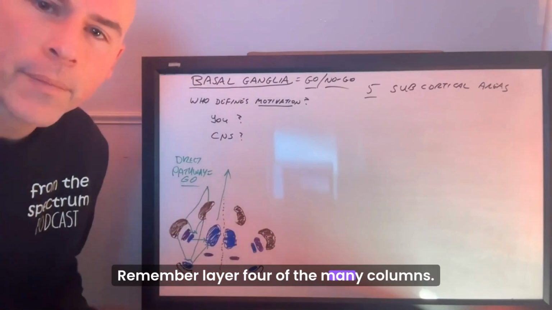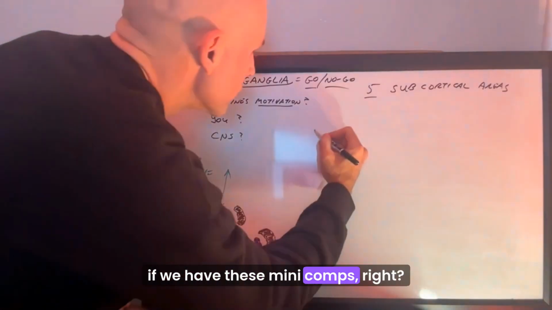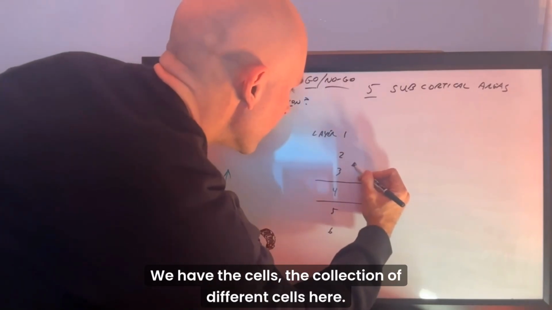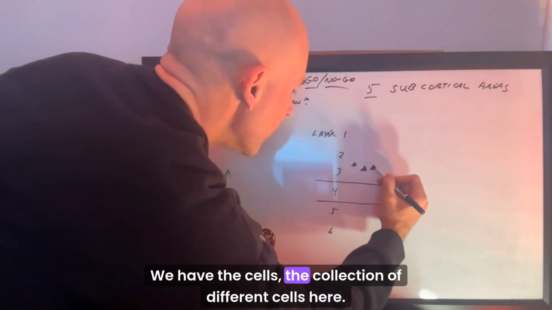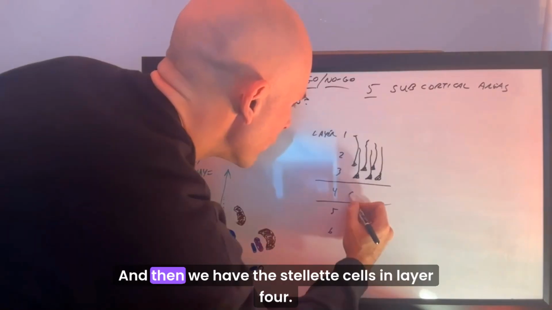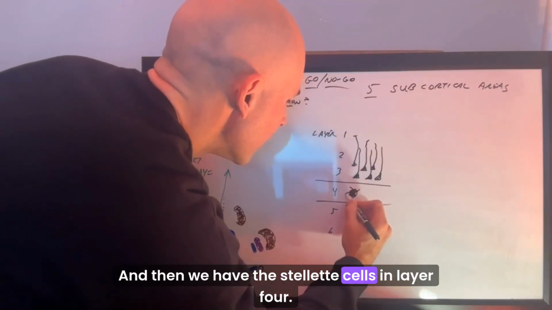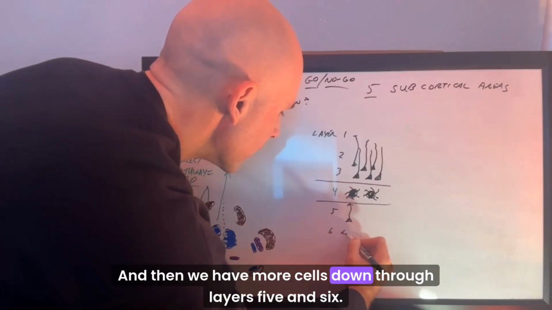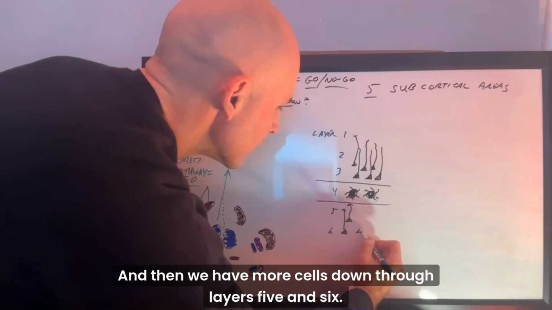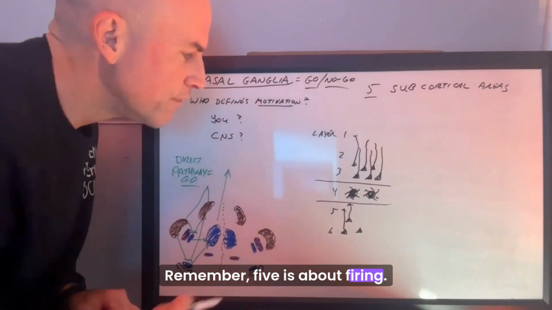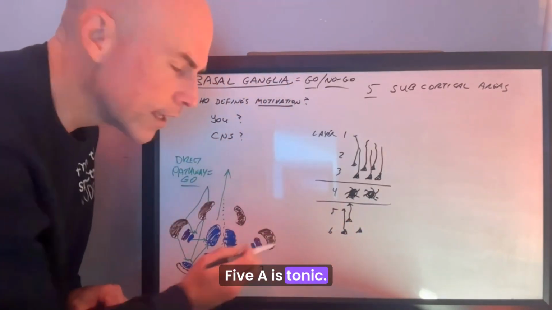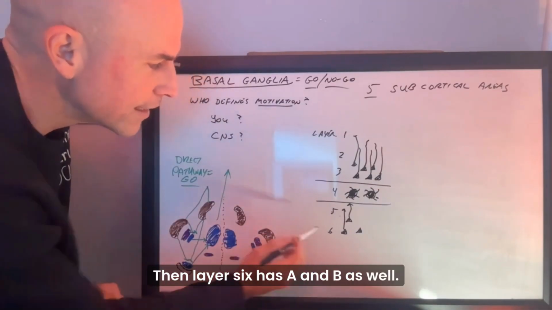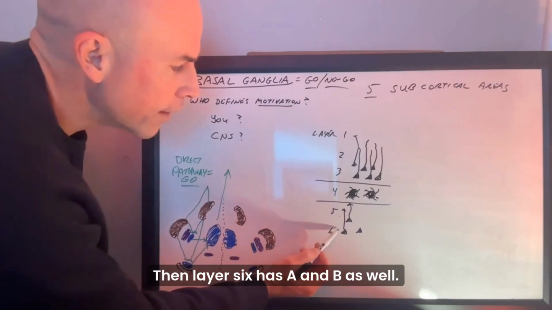Remember, layer 4 of the mini columns. If we have these mini columns, we can just map these out like this. We have the collection of different cells here, and then we have the stellate cells in layer 4, and then we have more cells down through layers 5 and 6. Remember, 5 is about firing, 5A is tonic, 5B is burst firing. Then layer 6 has A and B as well.